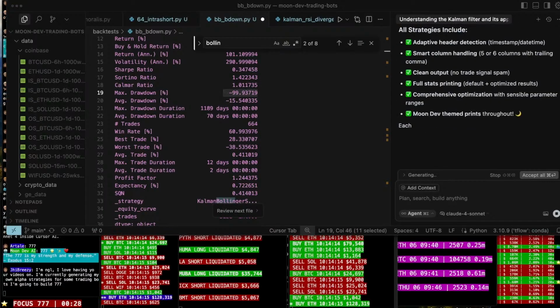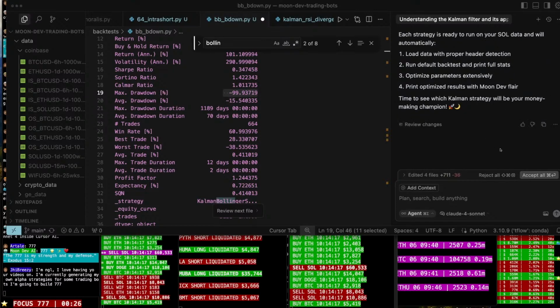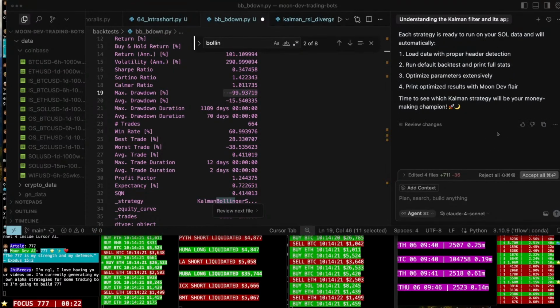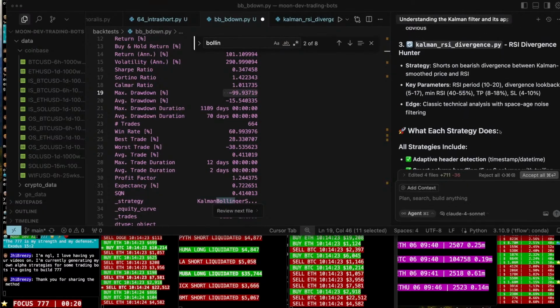It's just a little sneaky because, like I said, when you optimize, you can go ahead and make anything look good.